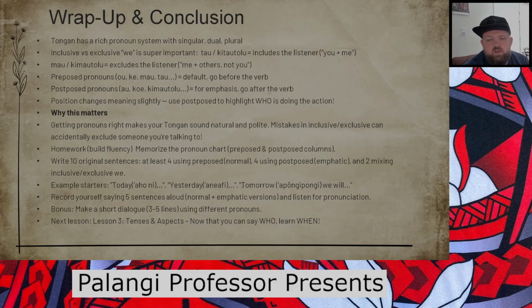Record yourself saying 5 sentences aloud and listen for pronunciation. And then you can do a bonus if you want to make a short dialogue, 3 to 5 lines of 2 people talking back and forth to each other. And next lesson we have is tenses and aspects. So now you can say who with your pronouns. We're going to talk about when. So past, present, future, and perfect tense.